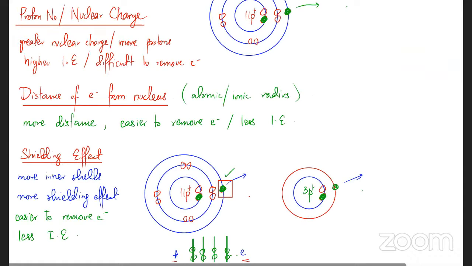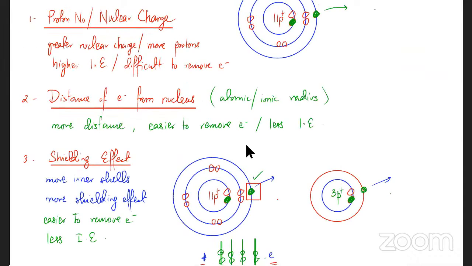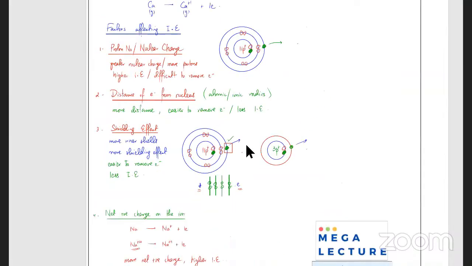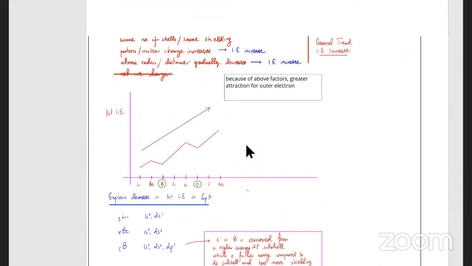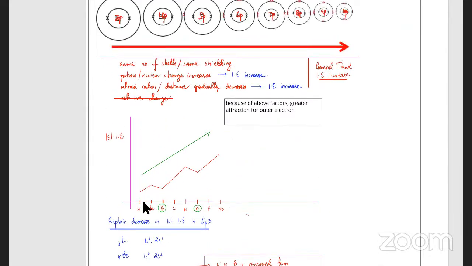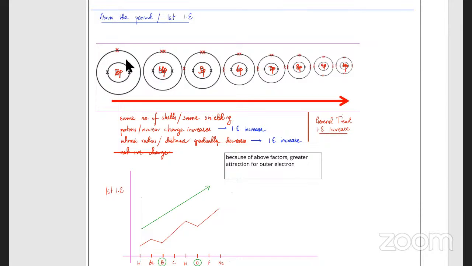अच्छा, so remember कि across the period. I mean, there are reasons for that. ठीक है. This is successive. So always remember that the general trend across the period in ionization energies is that it increases, right? Why does it increase? Because they all have kind of the same number of shells. They have the same shielding, but the nuclear charge keeps on increasing. So that's why ionization energy increases.